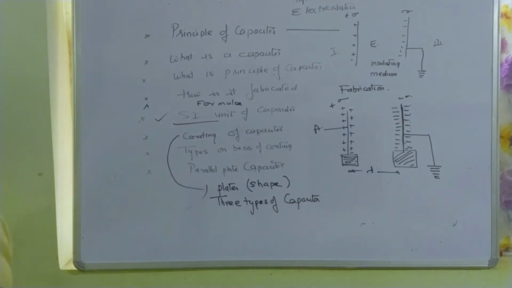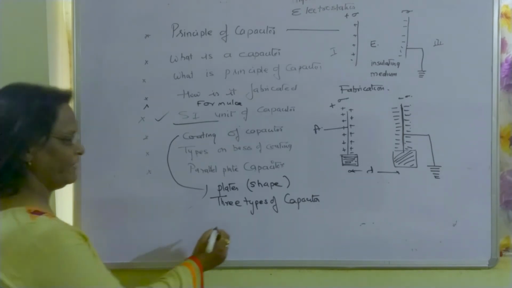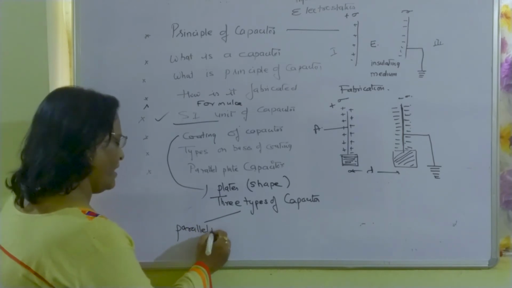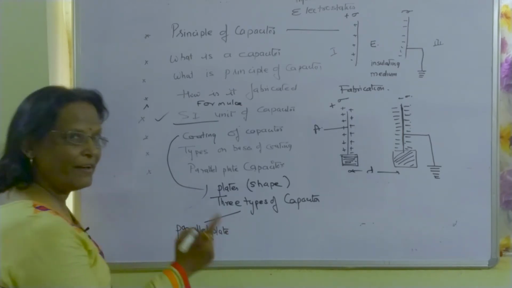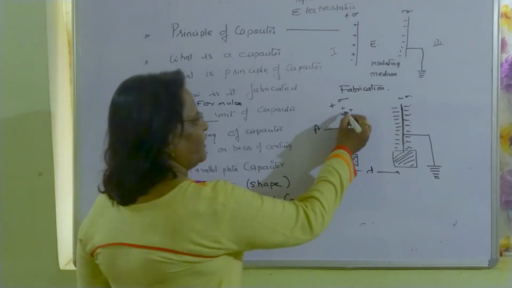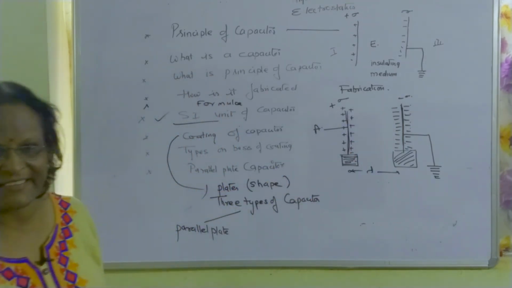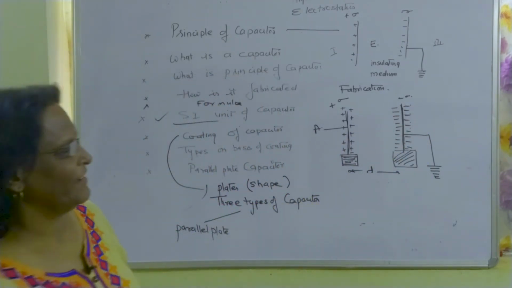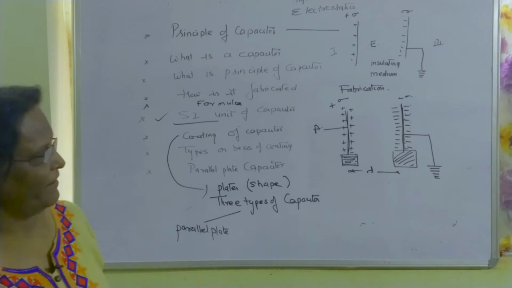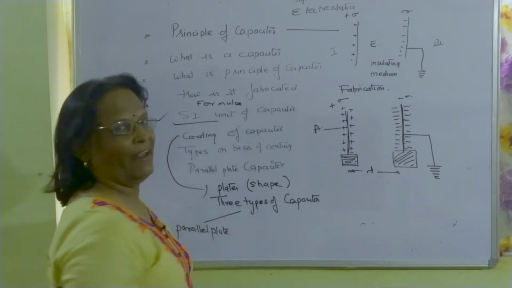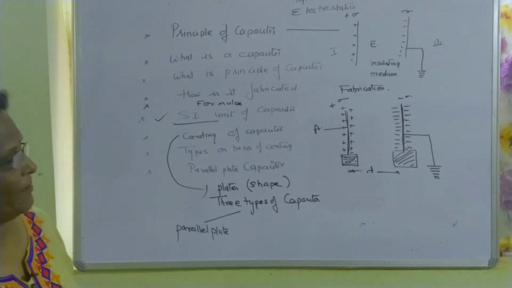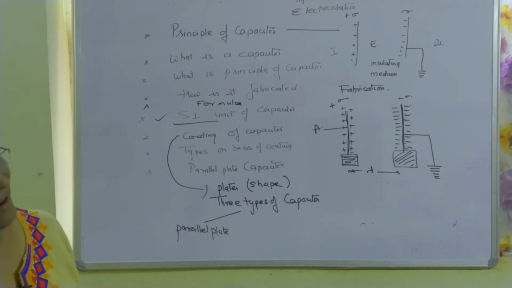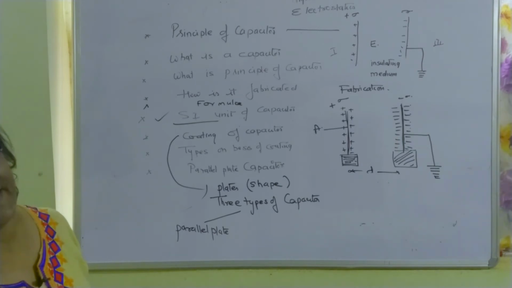Three types of capacitor. First one, parallel plate capacitor. This is one plate on an insulated stand. This is another plate on an insulated stand, and it is connected to earth, separated by a distance, and in between the plates we have an insulating medium. You have to keep in mind that between these two plates we have a uniform electric field, because the electric field lines will be parallel.